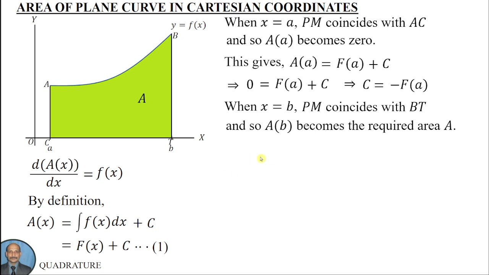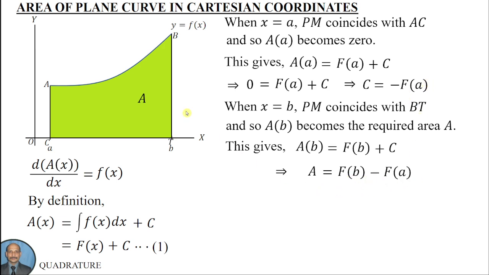So this gives, replacing x by b in relation 1, we get A(b) equals F(b) plus C. And A(b) is the required area A, which is equal to F(b), and C is minus F(a). So we get the required area of the region is equal to F(b) minus F(a).